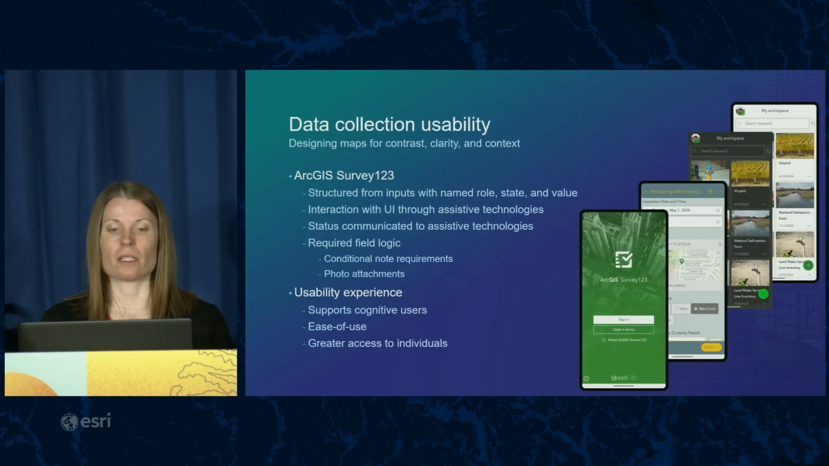So first, when it comes to Survey123, there is structure there through the inputs, where there's a named role, state, and value, so that you can understand on each of the different parts of the survey what is being encountered. So it gives interaction with the UI for assistive technologies. And that's where the status is also communicated back to assistive technologies as they're interacting with that form.